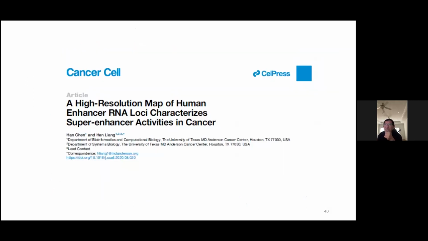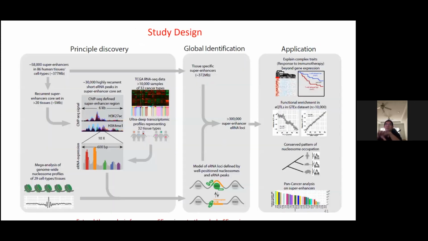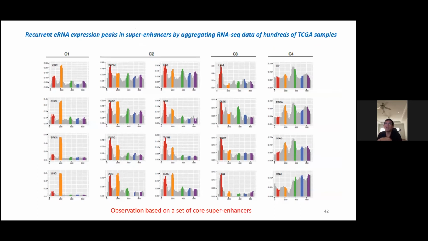From this, we recently published a paper presenting this map. What we really did is we studied a huge amount of aggregated data to try to understand the principles governing super enhancer regions. From there, we globally identified transcription units in the super enhancer regions. Then we did some downstream applications. We got a set of core super enhancer regions, meaning super enhancers active across multiple tissues. That represents the most confident super enhancer regions, only 5 megabases. And then we can easily aggregate hundreds of TCGA samples together. When you aggregate hundreds, you see some very clear peaks, colored here by different peak, and they actually form this kind of unit.